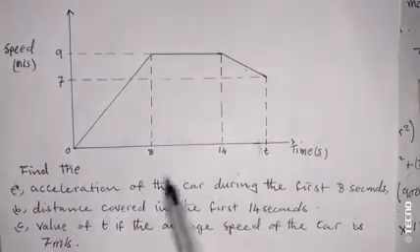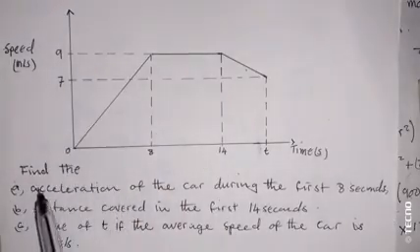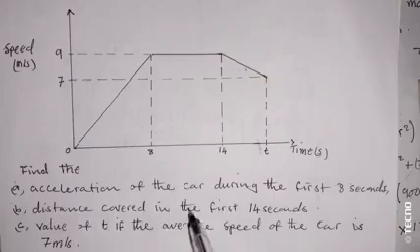Okay, this is the diagram. Then the question is: find (a) the acceleration of the car during the first 8 seconds; (b) the distance covered in the first 14 seconds; (c) the value of t if the average speed of the car is 7 meters per second.